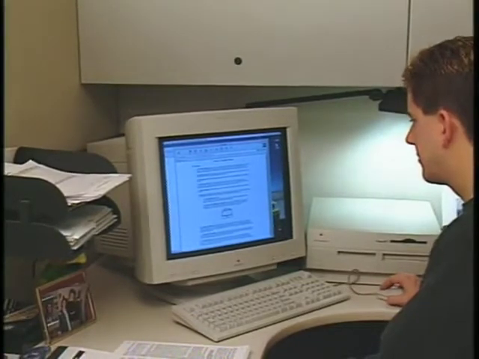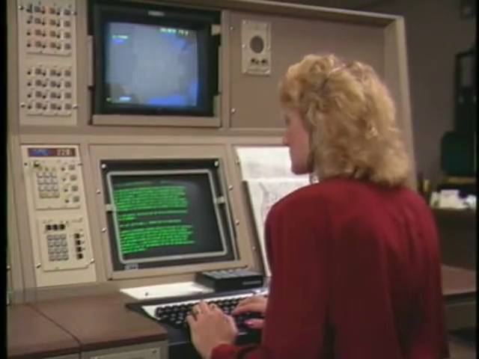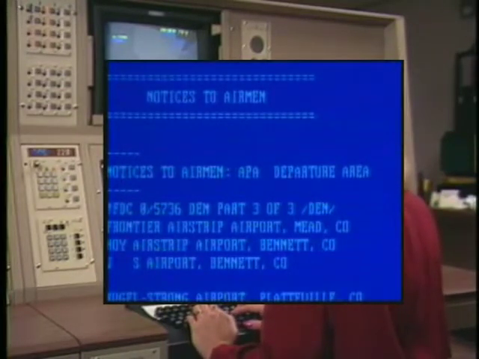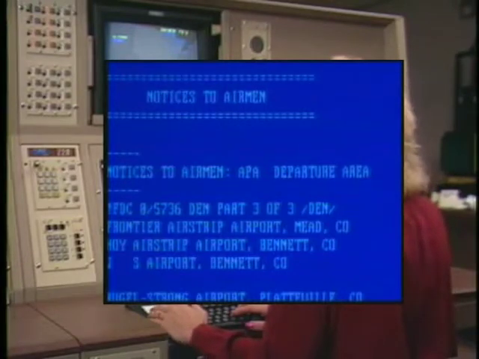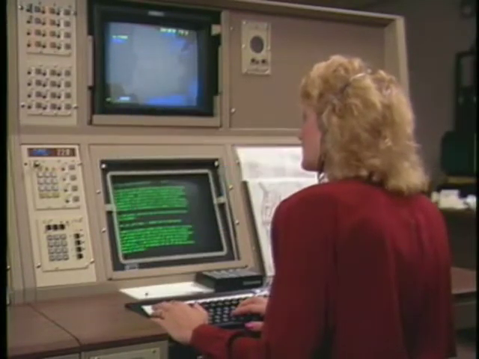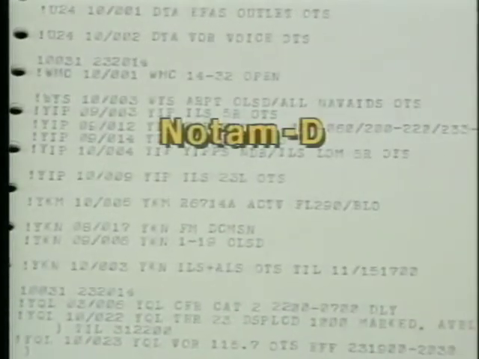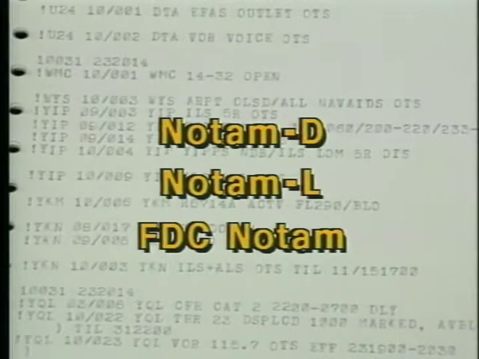Let's look now at a system that provides time-critical flight information. The Notices to Airmen publication and the NOTAM telecommunications network are designed to pass along changes in the national airspace system. These changes are either temporary or not available in time to include in other documents, such as the Airport Facility Directory or aeronautical charts. A NOTAM may be classified as either a NOTAM D, NOTAM L, or an FDC NOTAM.